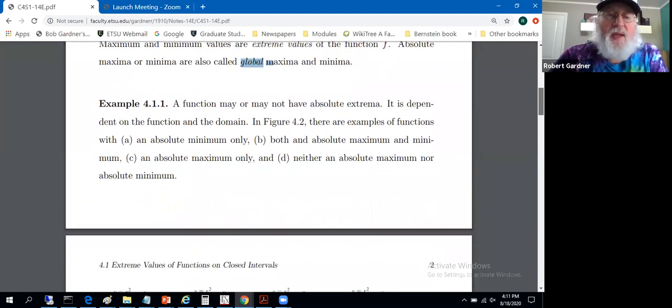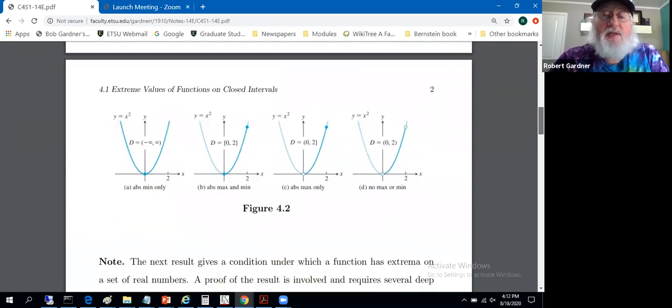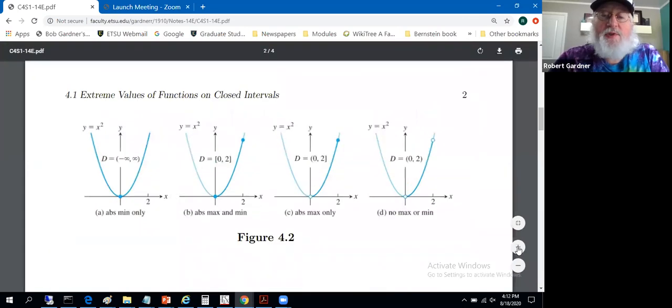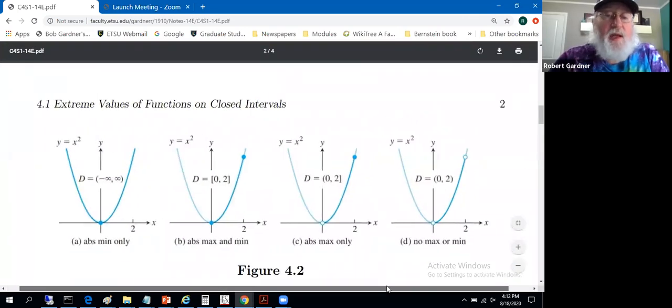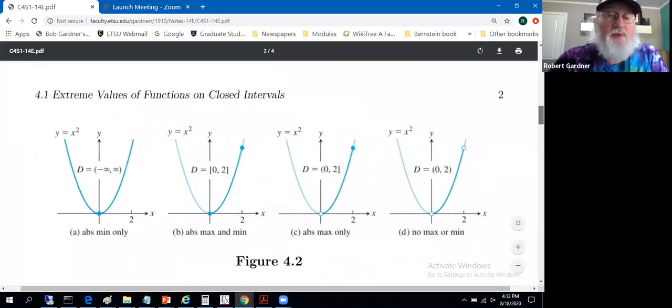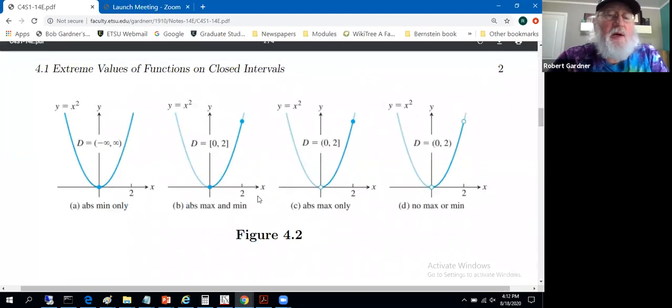Okay, we're going to look at a picture here in figure 4.2, illustrating how functions may or may not have extrema. A function may or may not have absolute extrema. It's dependent on the function, it's dependent on the domain. So let's look at these four functions. And I'll just repeat the verbiage from the previous slide.